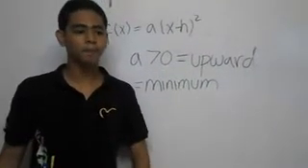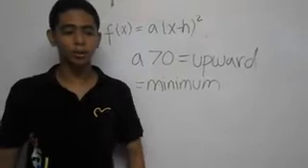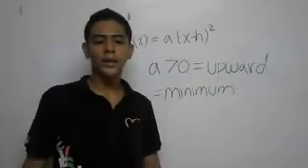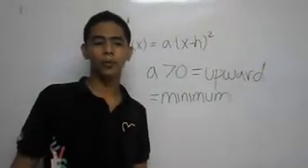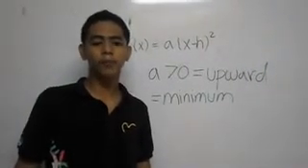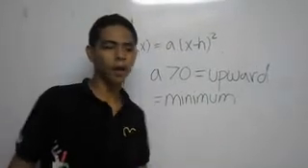If a is negative, or a is less than 0, the parabola opens downward. The vertex is the maximum point, or the highest point, of the parabola.